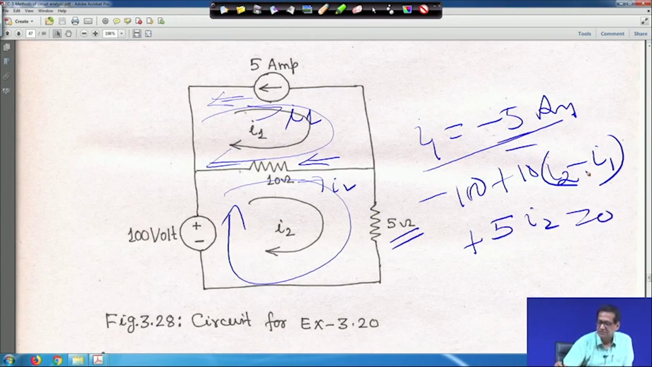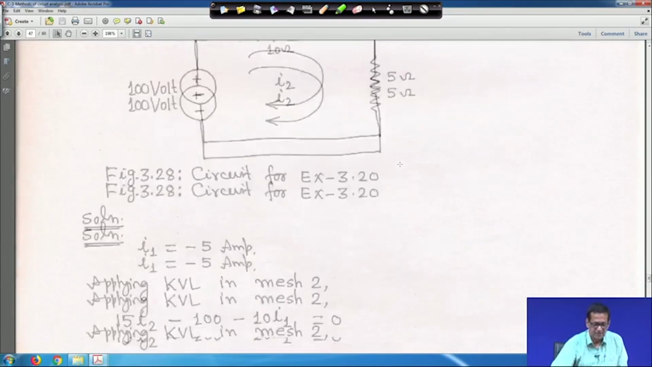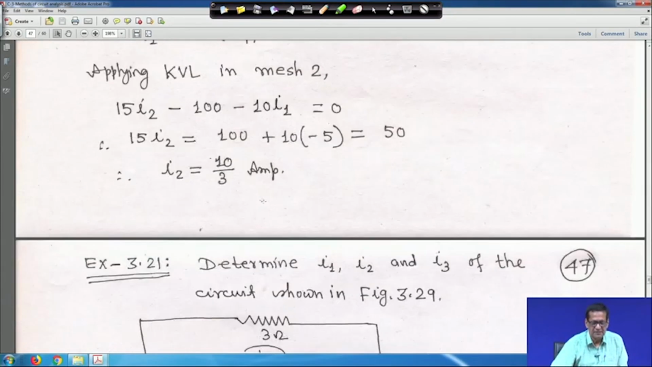ampere. If you substitute I1 equal to minus 5, then it will become minus 100 plus 10 into (I2 plus 5) plus 5 I2 is equal to 0, from which you have to compute I2. The calculations are given here. So, this is a simple thing. I2 is equal to 10 by 3 ampere, this is the answer.